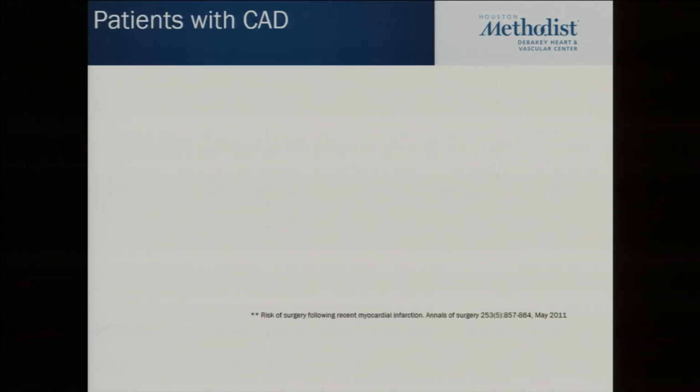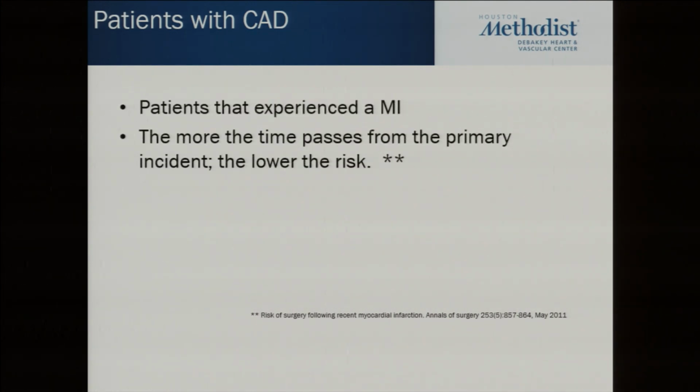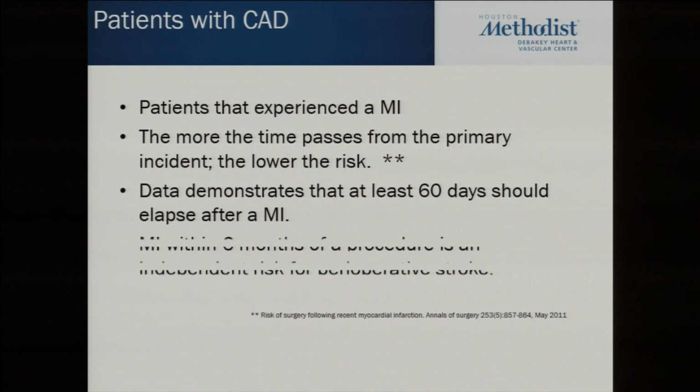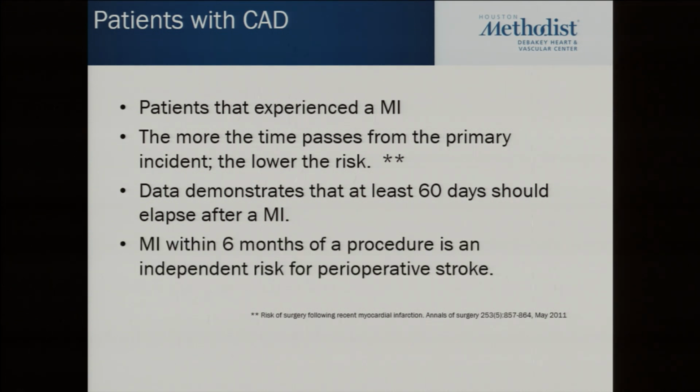We'll go over a few of the patients that you will probably interact with, patients that already have coronary artery disease. If that patient had a previous MI, the general consensus is you want that patient to be as far away from that MI as possible. The more time passes, the better. We have data to show at least 60 days, but we also know that even if you've had an MI within the last 6 months, you still have a little bit higher risk. So if a patient has had an MI in the past and it's an elective procedure, you want to delay that procedure as much as possible.